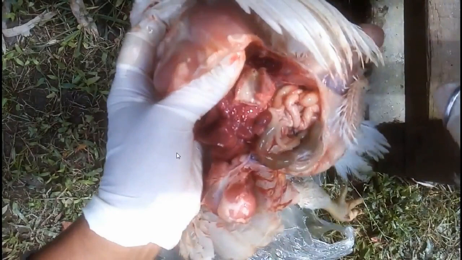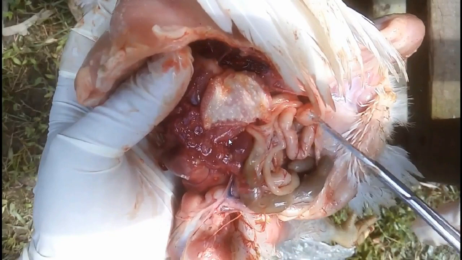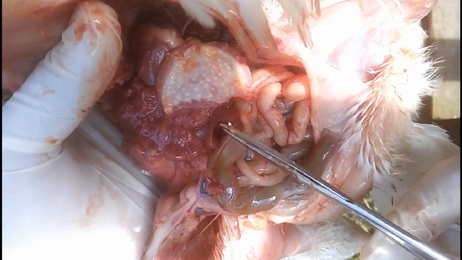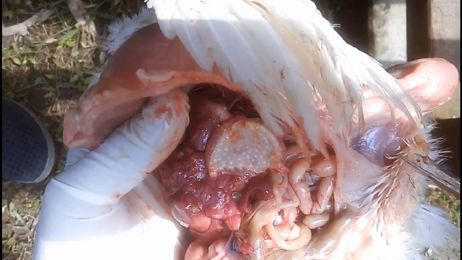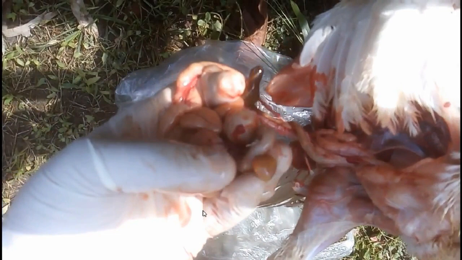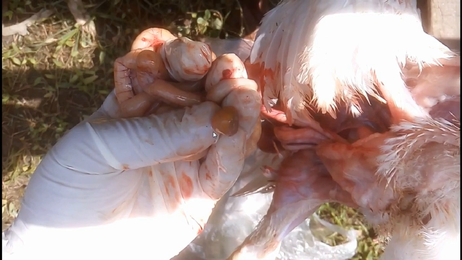This is the proventriculus. We open the proventriculus to find out the abnormal condition. The inner portion of the appendicular is fresh. This is the spleen, blackish and fragile. It is also caused by poor immunity.